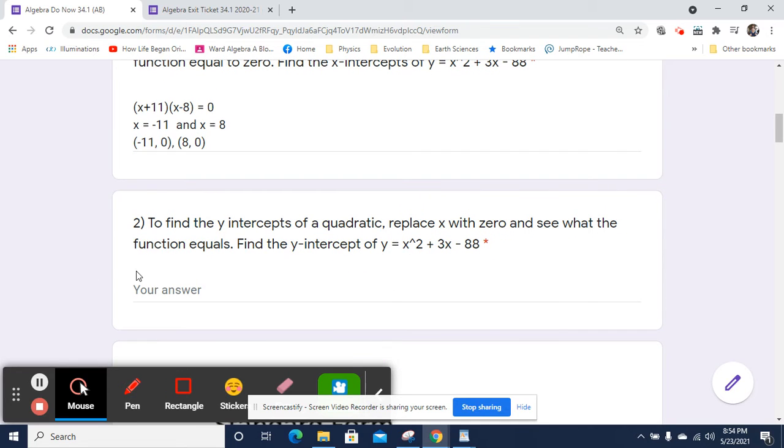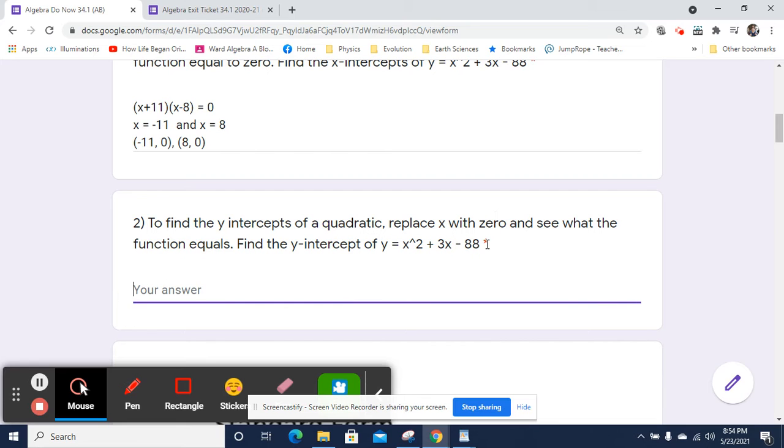Now to find the y-intercept, I should not say intercepts, the y-intercept of a quadratic, you want to replace x with 0 and see what the function equals. And so what that ends up meaning is, if we're thinking of the standard form of a quadratic, where it's ax squared plus bx plus c, the ax squared and the bx are just going to go poof, and all you're going to be left with is c, because x is going to be 0. And 0 squared plus 3 times 0 is nothing, and then it's minus 88.